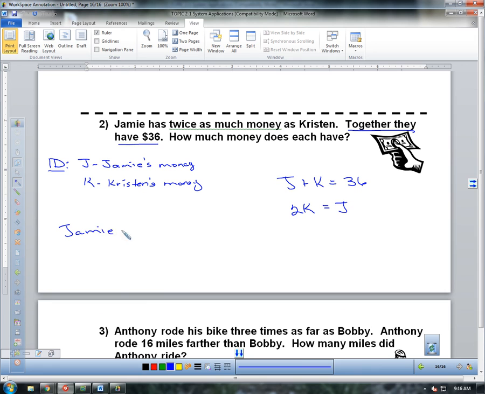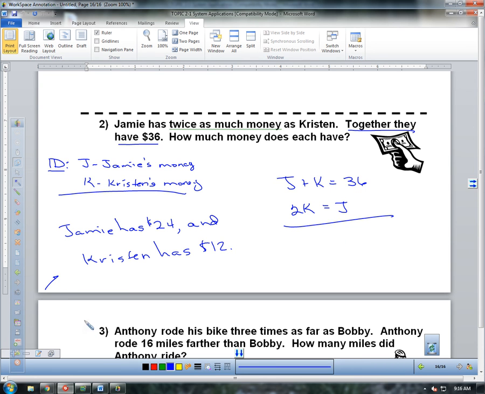So Jamie has $24, and Kristen has 12. Does Jamie have twice as much as Kristen? Yes. Do they add up to 36? Yes. I have to see this before I can give you credit for this. Okay, let's try another one.